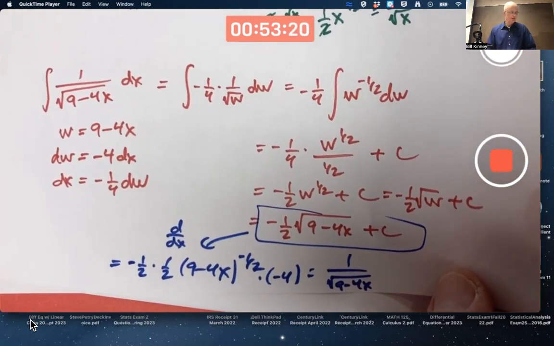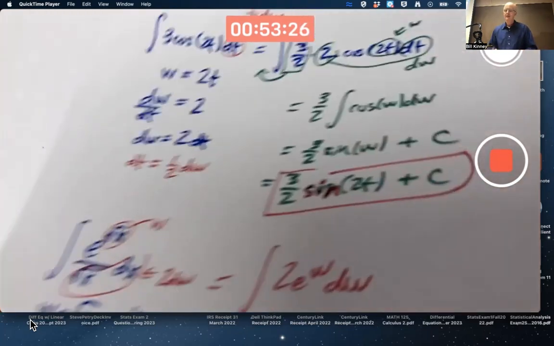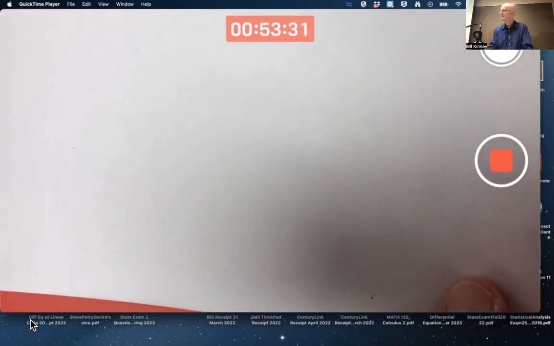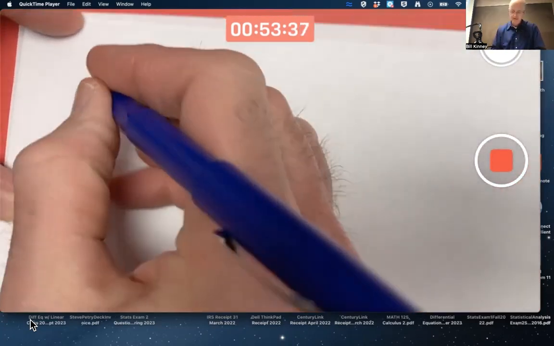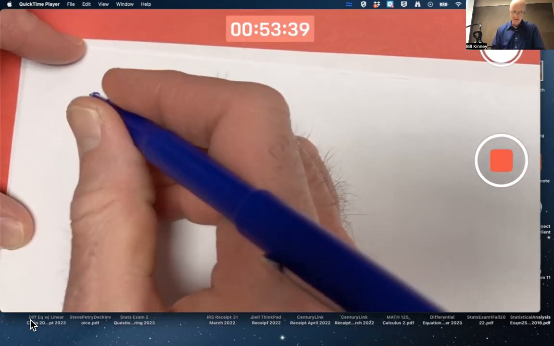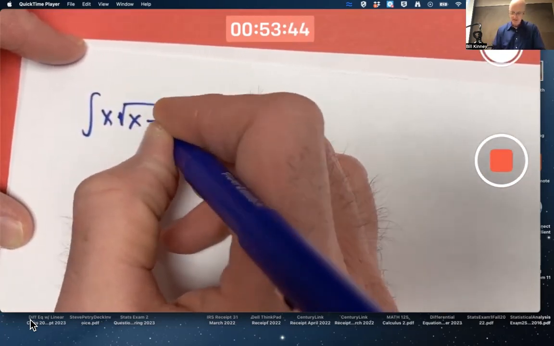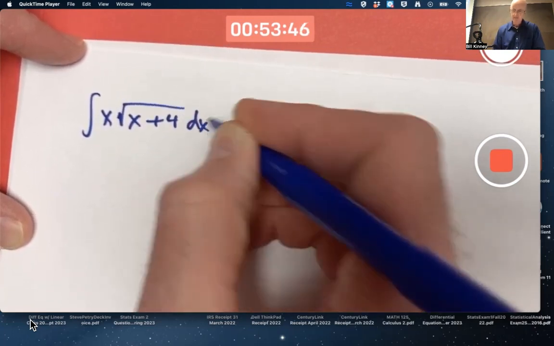Next couple examples are going to be such that, well, the answer is going to be complicated enough that probably guessing is close to impossible. Integrating x times square root of x plus 4 is our next example.